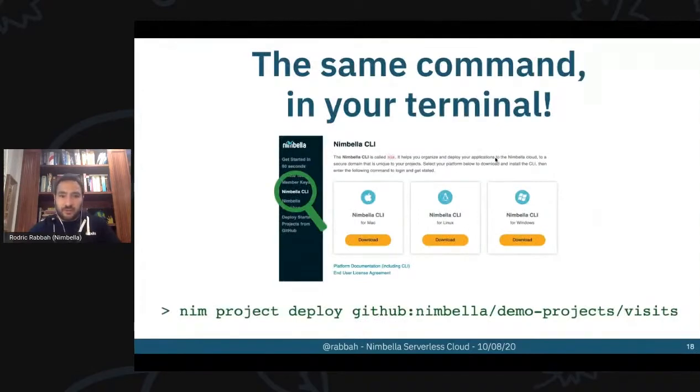The same command that I showed you, this nim project deploy, will work from your terminal exactly as is. So again, from the developer page, once you've signed up and the landing page essentially onboards you into our platform, just above Nimbella Workbench, there's a Nimbella CLI. And you can download the CLI. It's an installer for your platform. So if you're on a Mac, there's an installer for that. If you're on Windows, there's an installer for that. And if you're on Linux, you can also install it there.